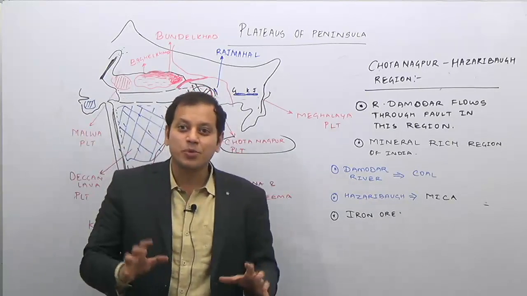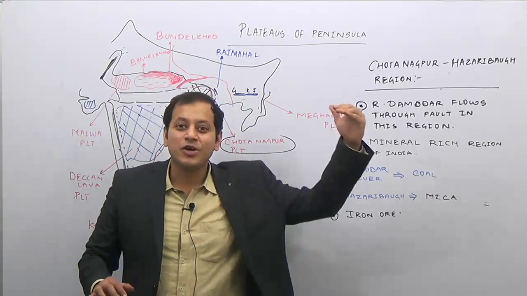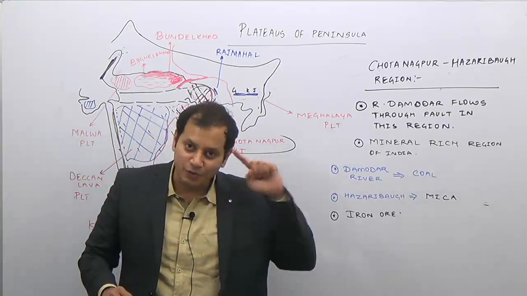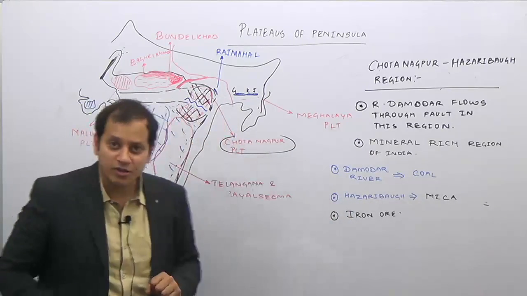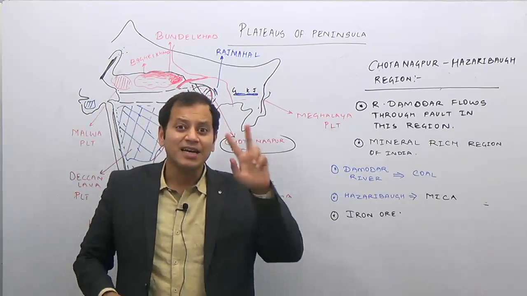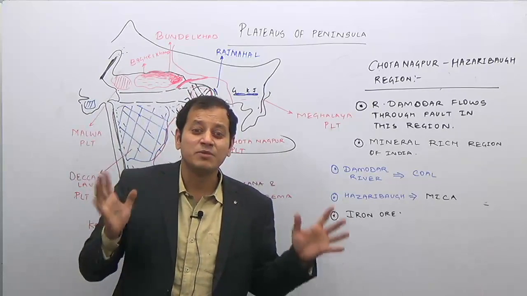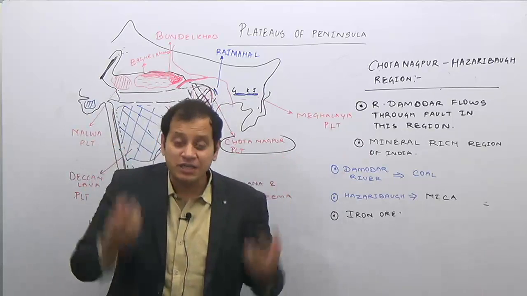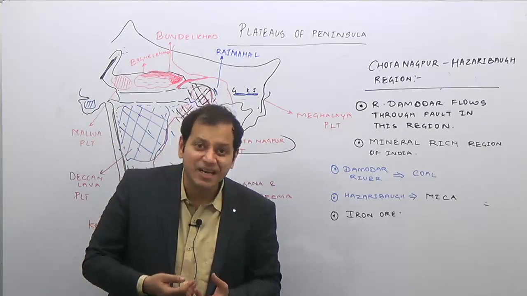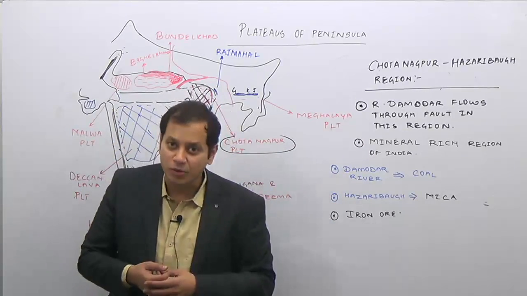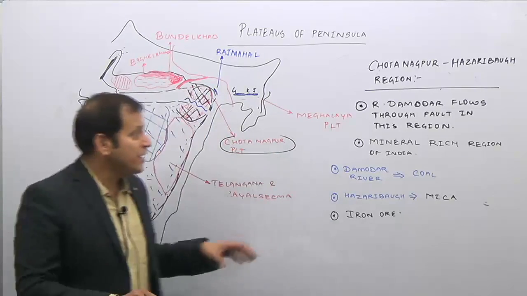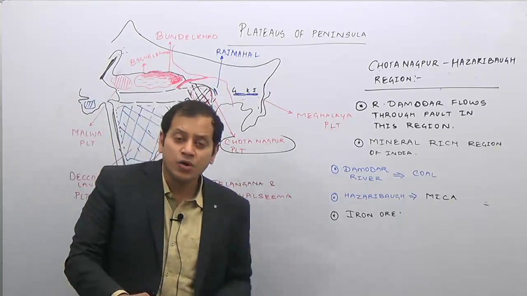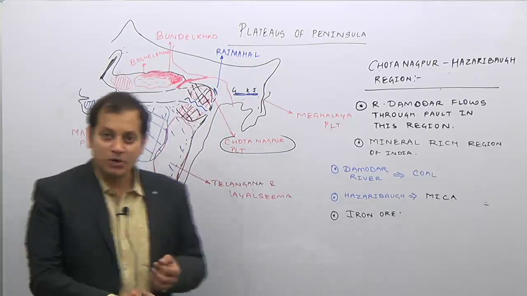So the Chota Nagpur Plateau lies on which part of peninsular India? It is on the northeastern part of peninsular India. Which region of India is famous for mineral deposits? The Chota Nagpur Plateau region. Which region of India is famous for mica deposits? The Hazaribagh Plateau region. Which region of India is famous for iron ore? The Chota Nagpur Plateau region.